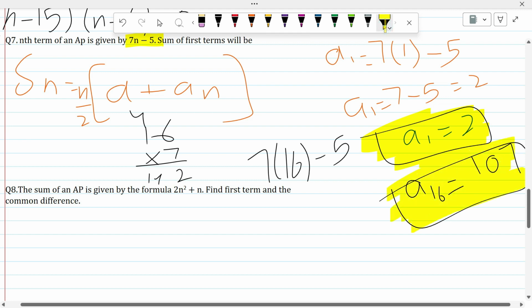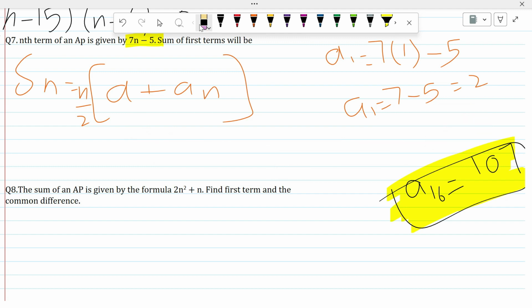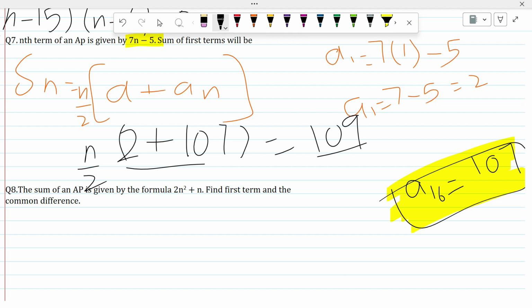Now simply I have to put these values in the equation. Okay, so let me put these right. A was 2 plus, this is 107. Okay, now this would become this. This is 109 divided by 2 into n. Okay, sorry, 16. Let me multiply this.